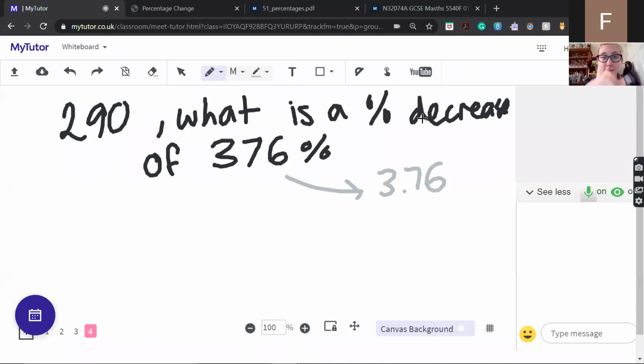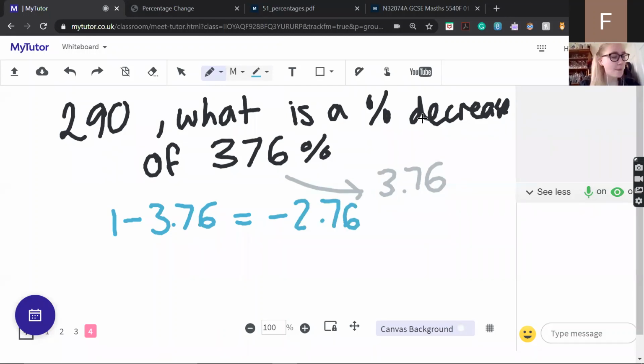So then what's our multiplier for this question? Well, it's a decrease, so we subtract it from 1. So that gives us minus 2 point, oh gosh, now I'm doubting everything. Can she do maths? We'll never know. Okay, 1 minus 3.76 is minus 2.76. I thought so. I had a crisis, you know.